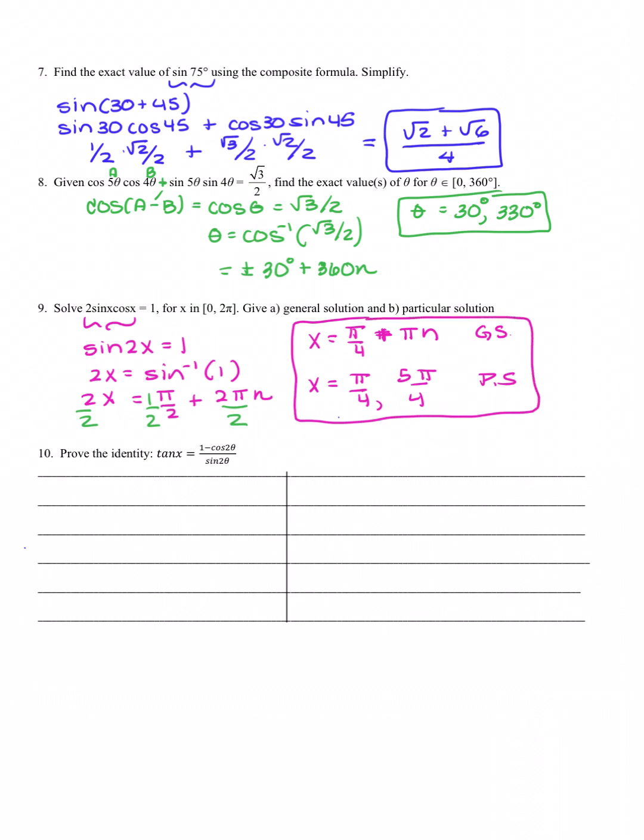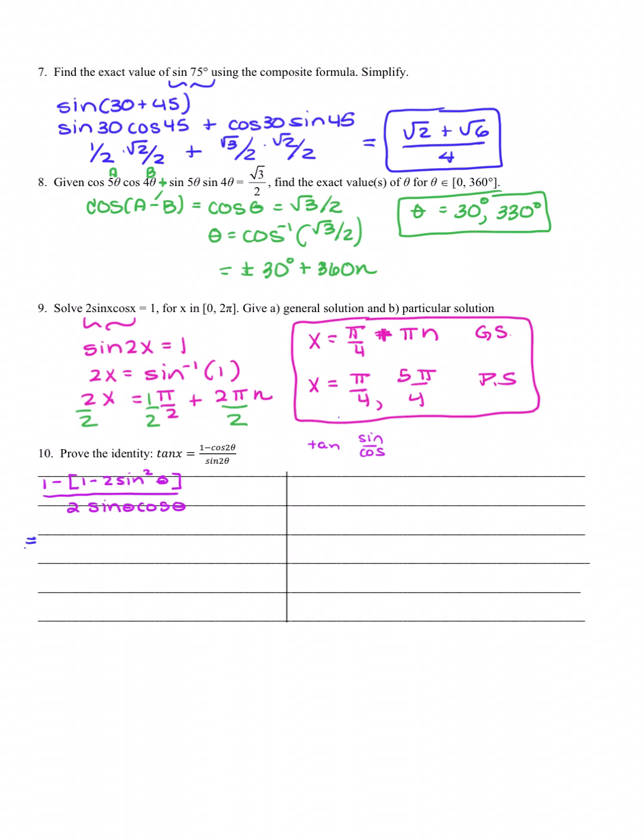And then lastly, we have the proof. So basically, I'm going to turn everything into one of their equivalent identities, but knowing that tangent is sine over cosine. So when I do the 1 minus cosine 2 theta, I'm going to use the identity that has sine in it, 1 minus 2 sine squared theta. And then down below, you only have one choice for sine 2 theta, which is 2 sine cosine.